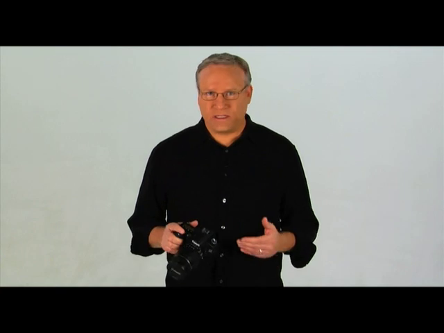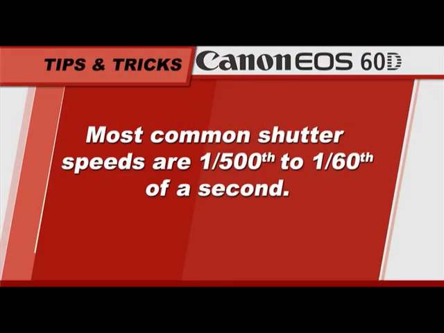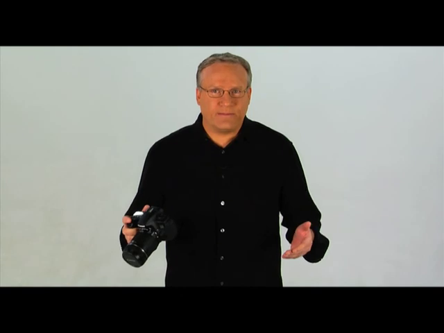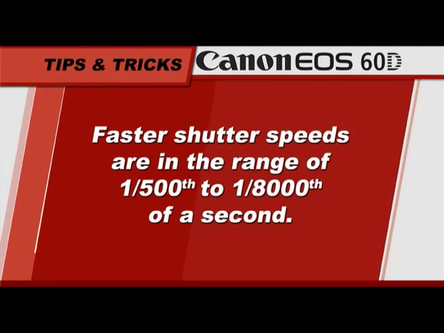Shutter speeds have a range of very fast to very slow. Let's talk about these speeds in depth for a moment. The most frequently used shutter speeds lie within a range of about 1/500th to 1/60th of a second. This is a typical range for everyday picture taking. Camera speeds slower than 1/60th will normally require a tripod to avoid blurring the picture. Faster shutter speeds are found in the range of 1/500th to 1/8,000th.